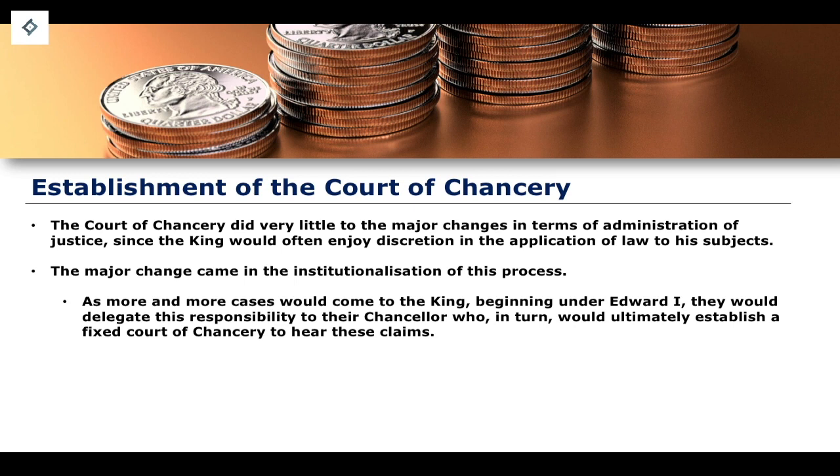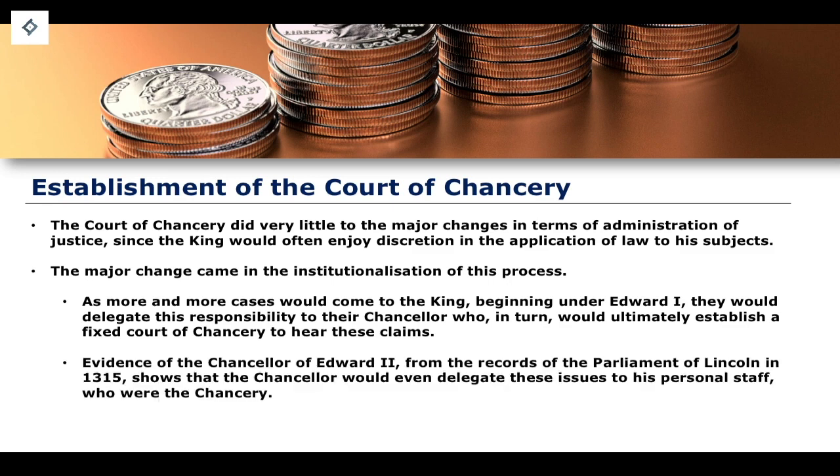This is owing to the fact that, of course, there were very many cases. The king was a very busy individual, and so as a result of which he would delegate this authority to his chancellor, who then in turn would delegate this authority to his staff, and created a fixed Court of Chancery in this regard, utilizing this kind of administrative authority of the king in the discretion and the application of law, and wielding this power that the king has in the application of justice not only through the chancellor, but through the staff of the chancellor in the Court of Chancery.